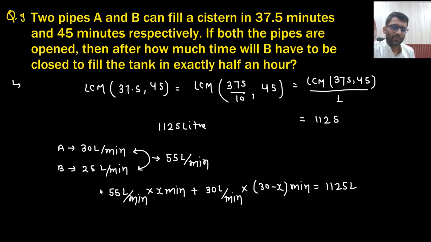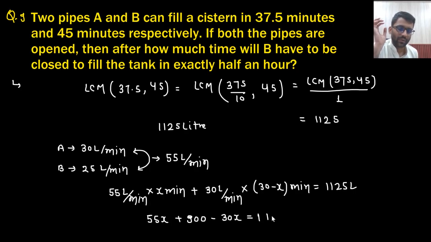For X minutes, both of them working together, that means 55 into X liters of water we were getting. And then only A was working here, because they are asking after how much time we have to close B. After X minutes I am closing B. The tank is filled in half an hour, so in 30 minus X time only A was working. So 900 minus 30X equals 1125 liters, right? So this calculation we have to do.